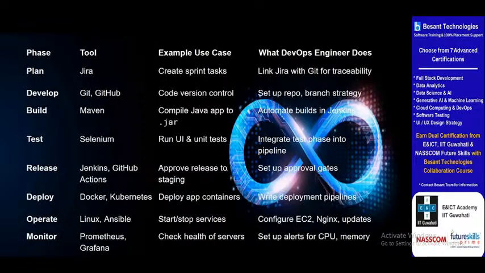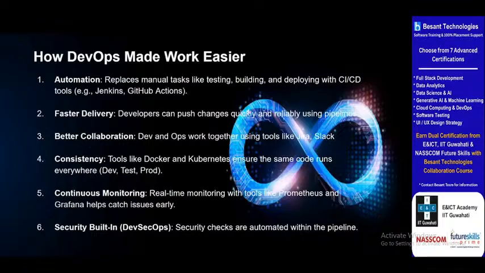Yeah, welcome. As I said, how is the DevOps engineer making our work easier? First is automation. It replaces manual efforts. You need not test, build, or deploy anything manually. Everything is done in CI/CD, continuous integration and continuous delivery, with tools like Git, Jenkins, and GitHub Actions. Here, the first thing is automation.